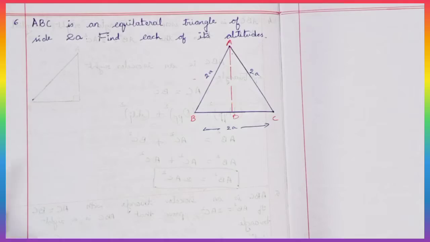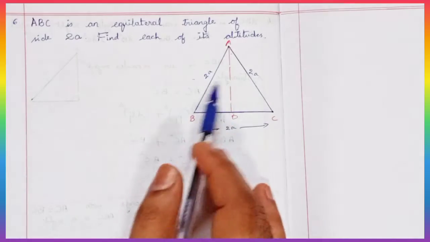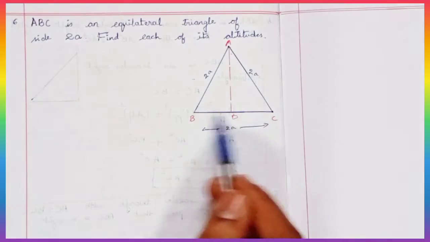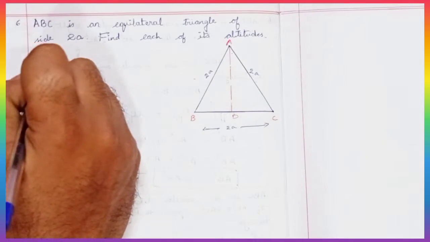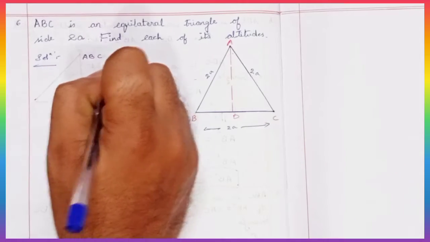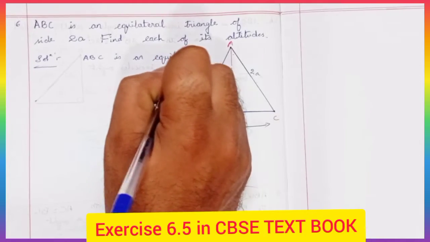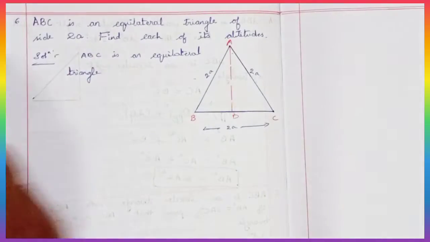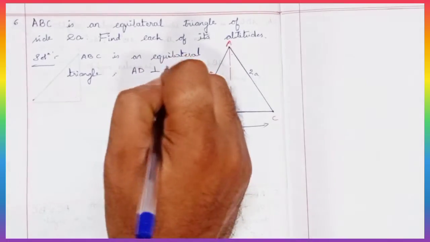So I have drawn the figure of equilateral triangle, and we have given the name of the triangle as ABC, where each side measurement is 2A, and we have also drawn the altitude AD from the top vertex A to the base BC. So we will write the given here, that is, ABC is an equilateral triangle where AD is perpendicular to BC.